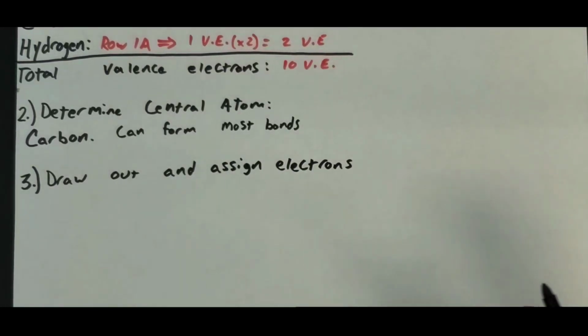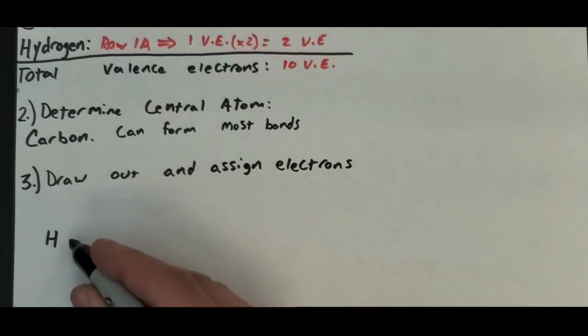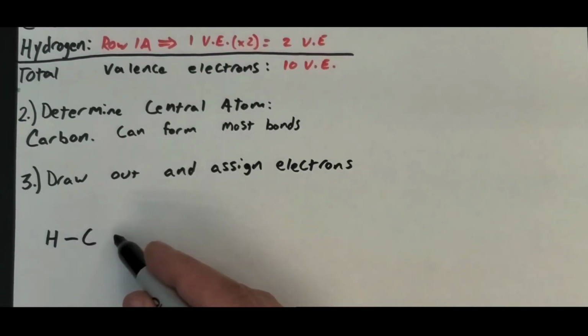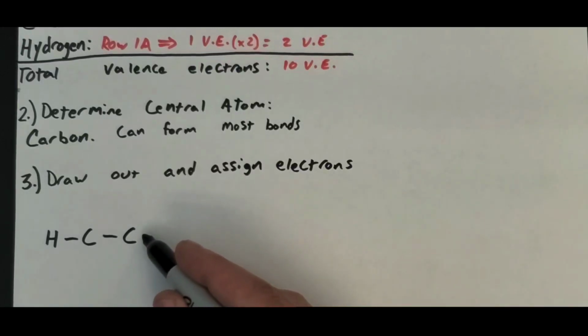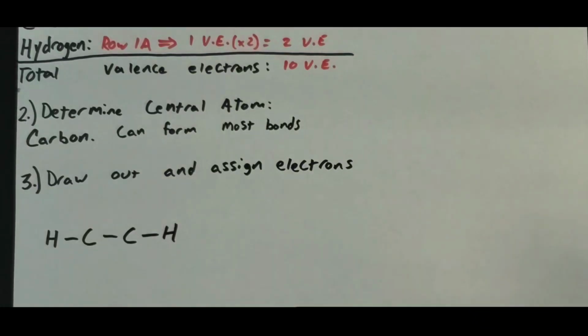Okay, so we know that the hydrogens are bonded to the carbons because if they were just bonded to themselves, they wouldn't be part of the molecule. So we know this is going to go H bonded to C, and this C has to be bonded to the other carbon, and so this other carbon is going to be bonded to the other hydrogen.